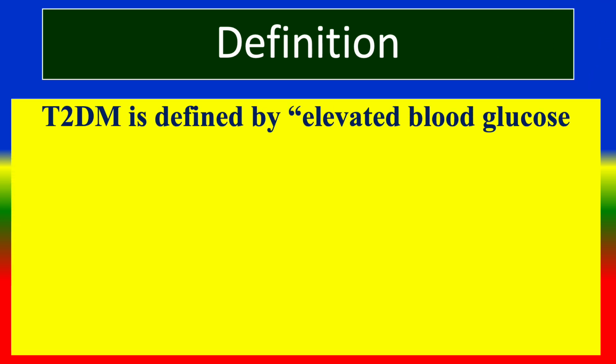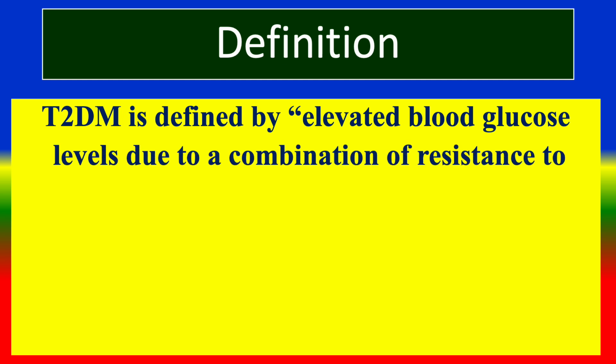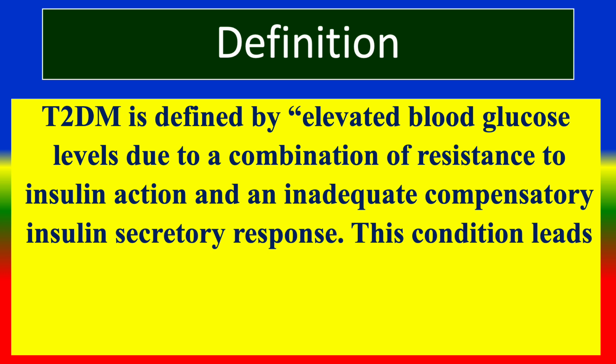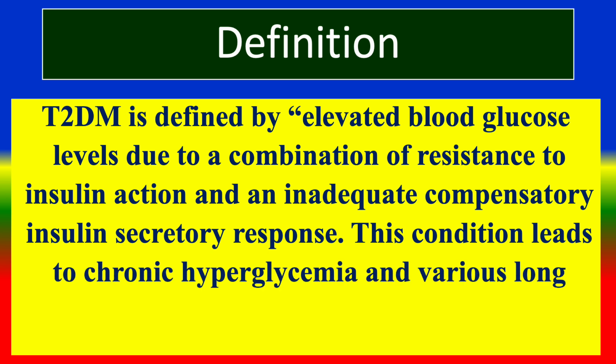Definition: T2DM is defined by elevated blood glucose levels due to a combination of resistance to insulin action and an inadequate compensatory insulin secretory response. This condition leads to chronic hyperglycemia and various long-term complications.